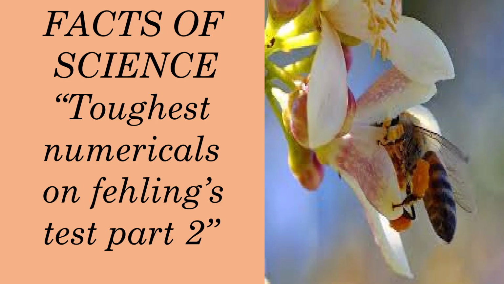In this test, there are two solutions, Fehling's A, Fehling's B. Fehling's A contains copper sulfate, that is blue solution. Fehling's B contains potassium sodium tartarate in strongly basic medium, that is sodium hydroxide. So, for this, add equal amounts of Fehling A and Fehling B. Add sample containing aldehyde or sugar and heat it.